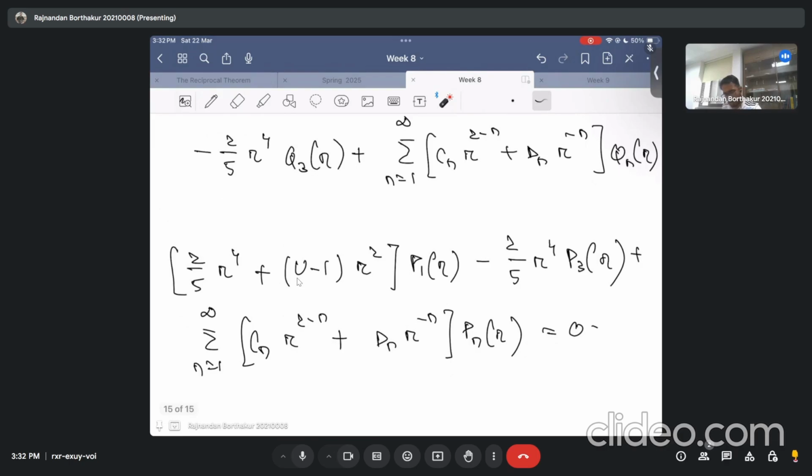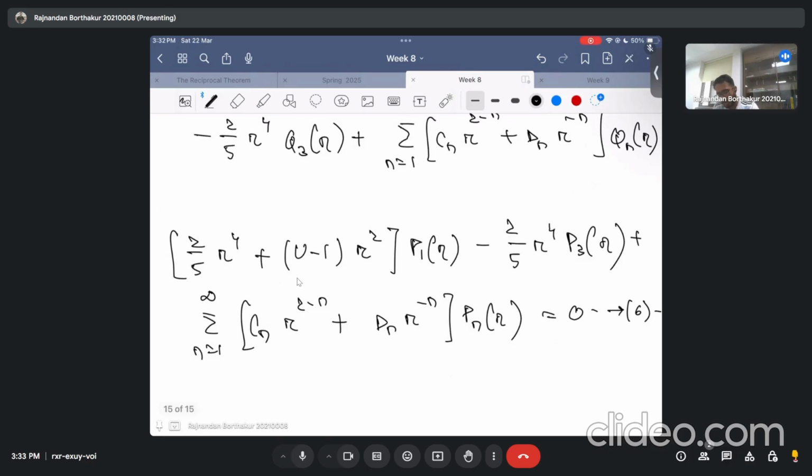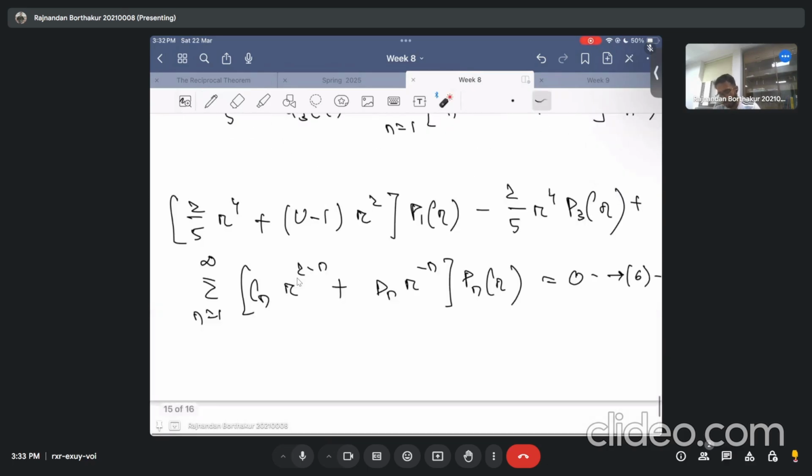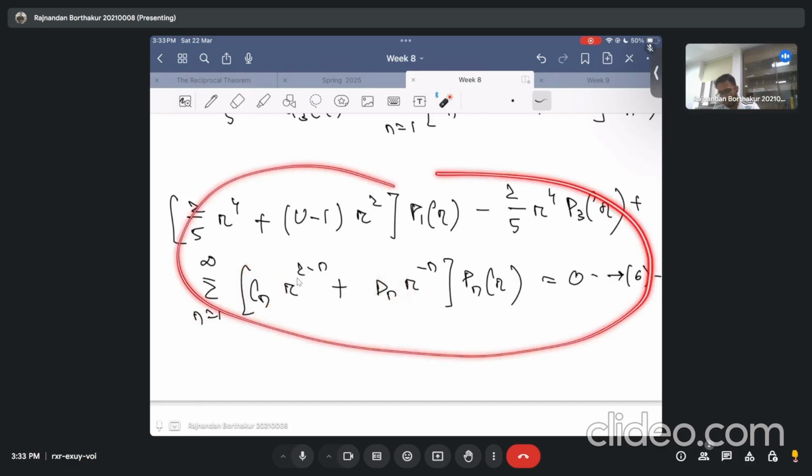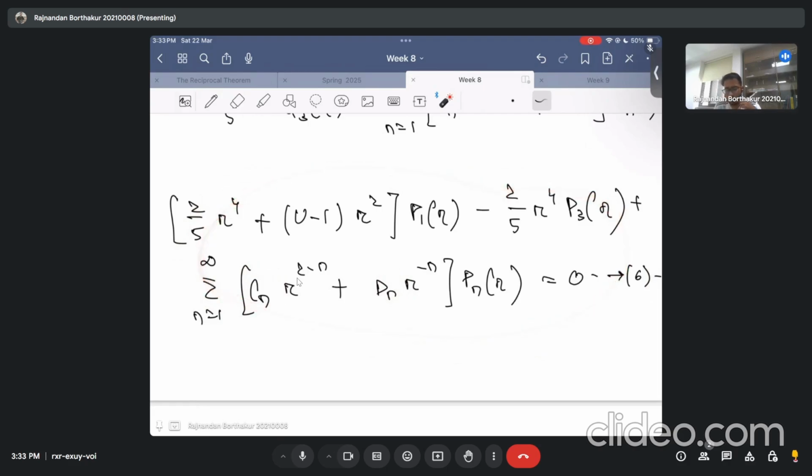This is again the same equation, equation 6. Now here is an important thing: we need to evaluate what values of n, that is, what modes of Cn's and Dn's, will be present in order to satisfy this equation. Since these Legendre functions are orthogonal, from the orthogonality principle I can argue that only C1, C3, D1, and D3 will survive. That is, only n equal to 1 and n equal to 3 modes will survive.